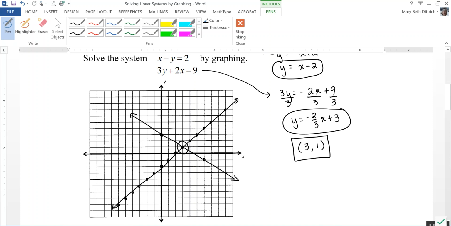And actually, let's do that real quickly here. So 3 minus 1 is indeed 2, and 3 times y, which is 1, is 3, plus 2 times 3 is 6. 3 plus 6 is equal to 9, so that does indeed work.